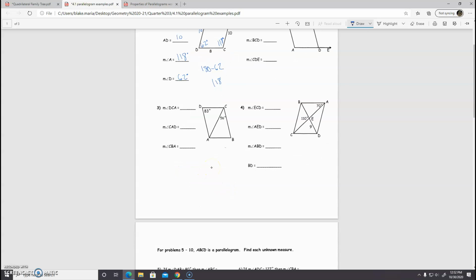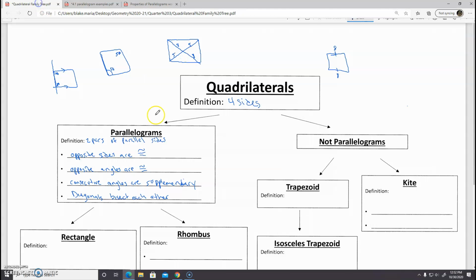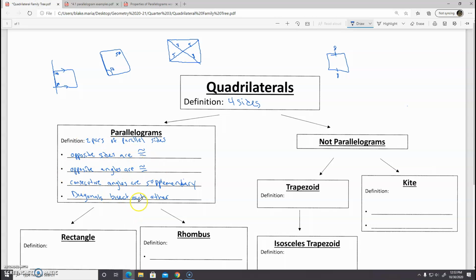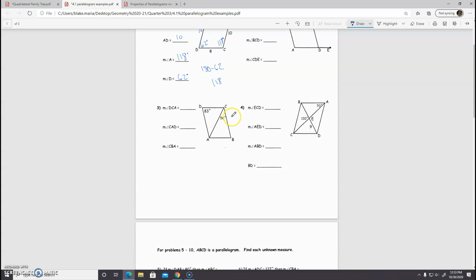So it is very, very tempting to say, oh, this is 56, this must be 56. Please don't. That is not on our quadrilateral family tree. Nowhere in there does it say that angle is bisected by a diagonal. It says diagonals bisect each other, so the diagonals are two equal pieces, not the angles. Just because this one's 56 does not make this one 56. I want you to keep that in mind. But we still have opposite angles are equal, so B is 83.